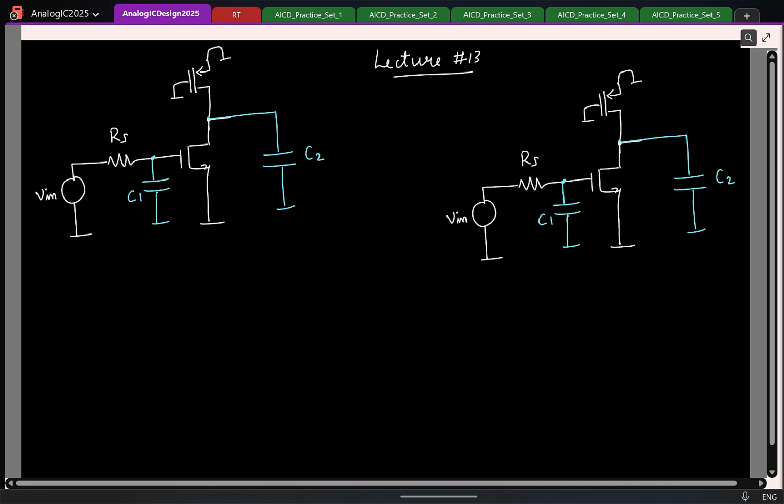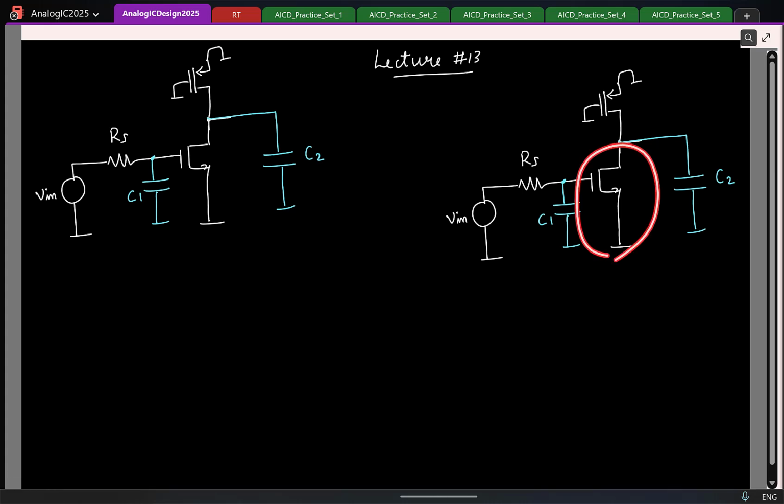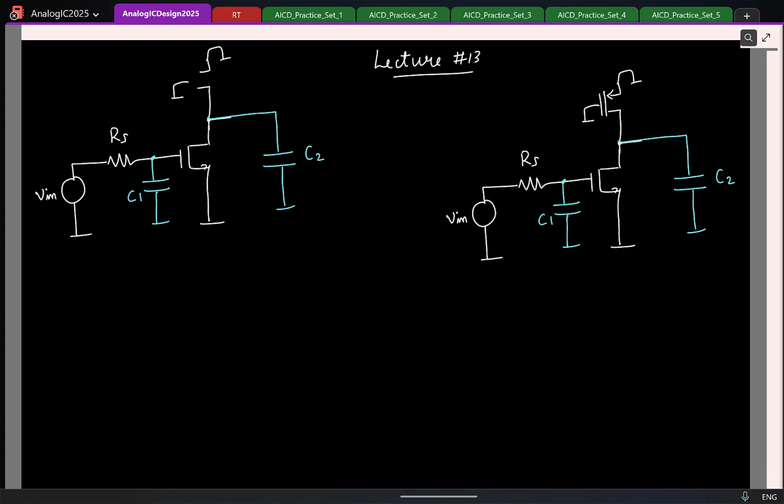I am trying to replace this transistor with the symbol of an OTA, because for small signals this is a voltage controlled current source. So what I'll have is the following. Let me remove this. I'll have the OTA here. This is the output.